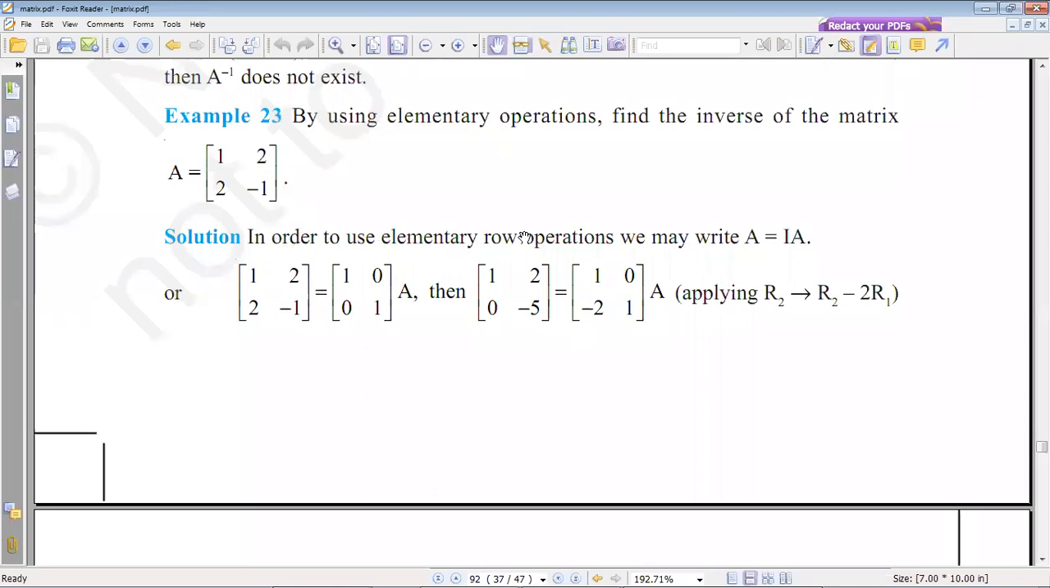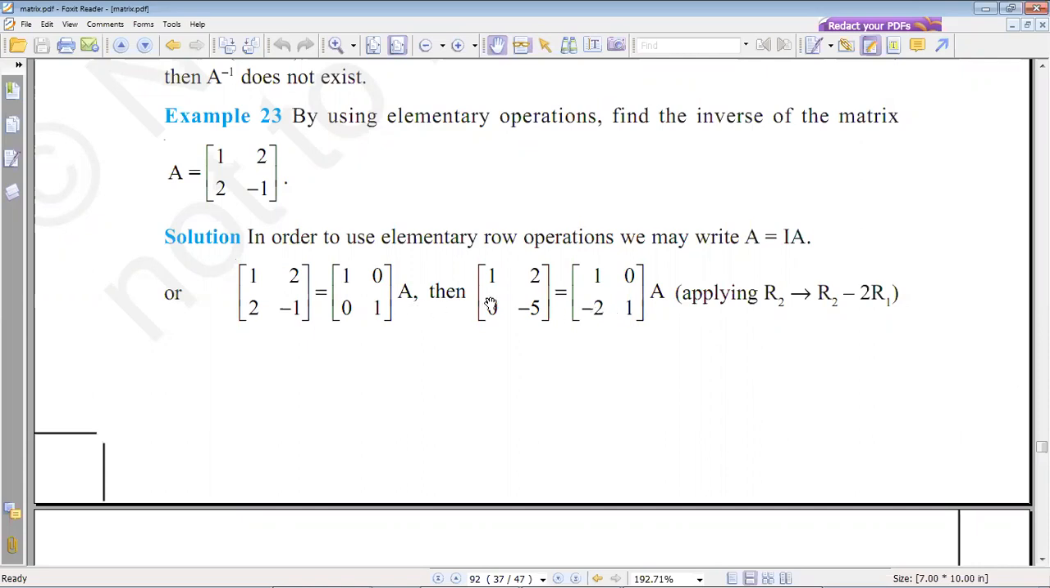So we can write this one A equal to I into A, where I is the identity matrix. You already know that if you multiply any matrix with the identity matrix, the result is always the same matrix. So that's why you can write A equal to I into A. This is the matrix A, this is the identity matrix 1, 0, 0, 1, and A.